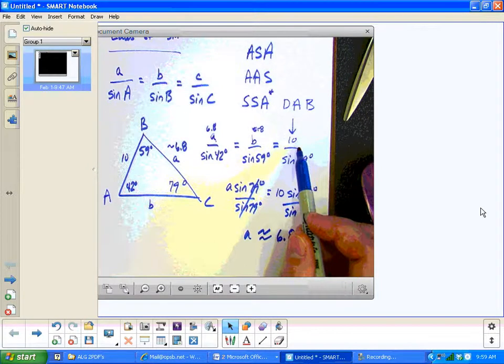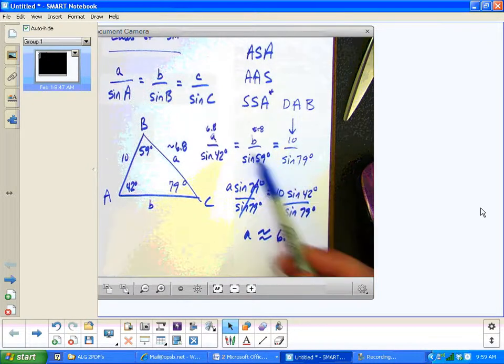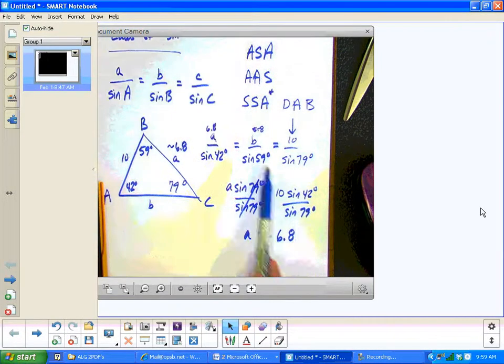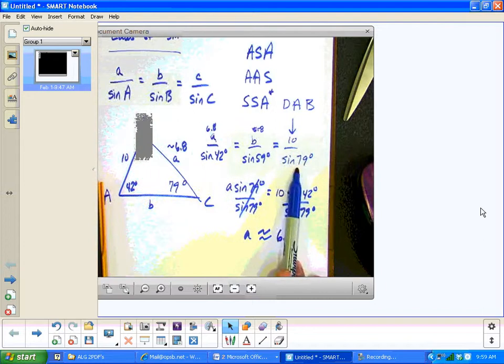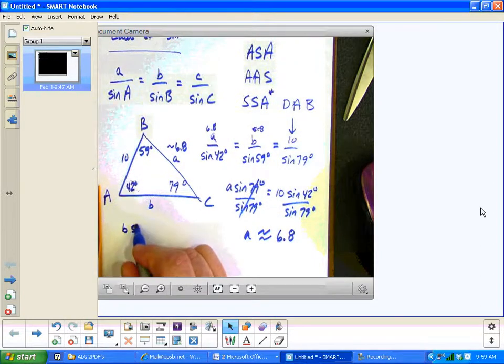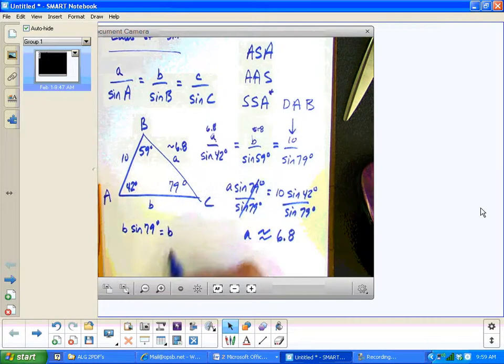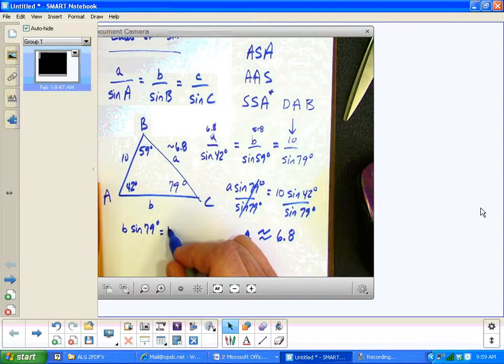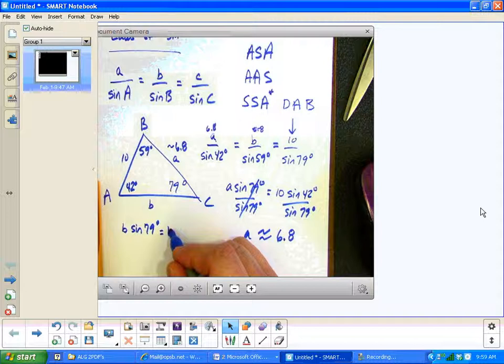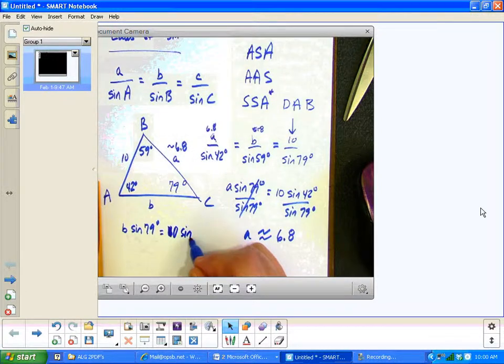So now we cross multiplied with the A one to get A, and now we're going to cross multiply with the B one. So we're going to get B times sine 79 equals 10 times sine 59.